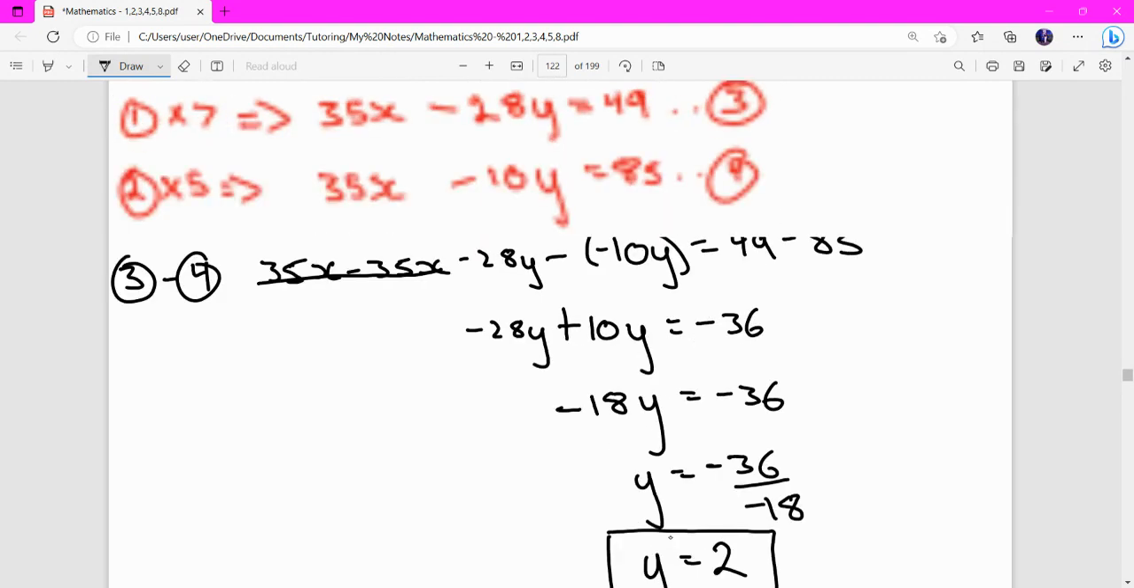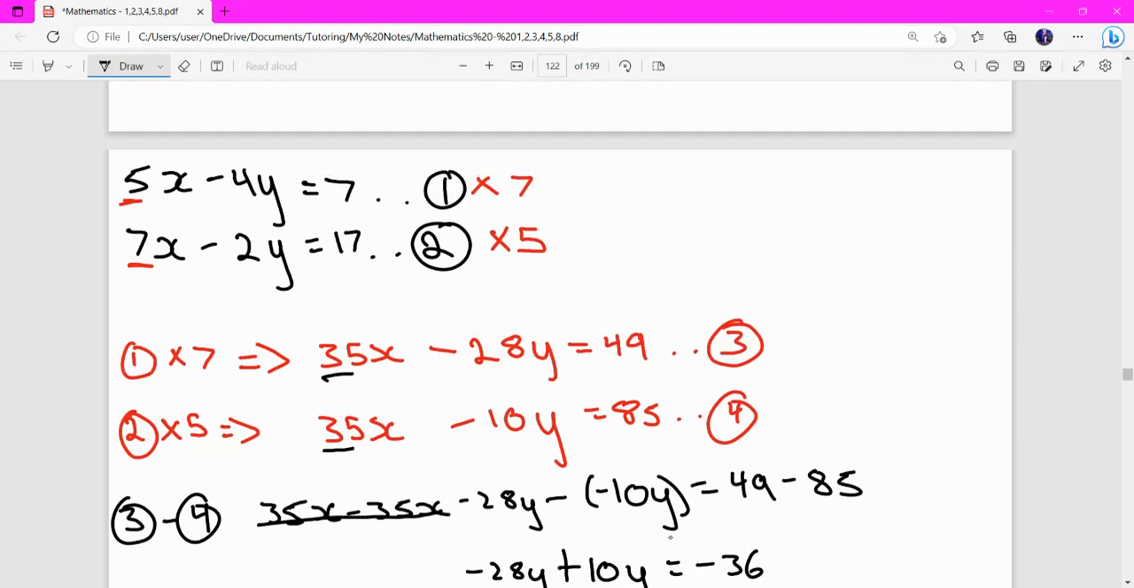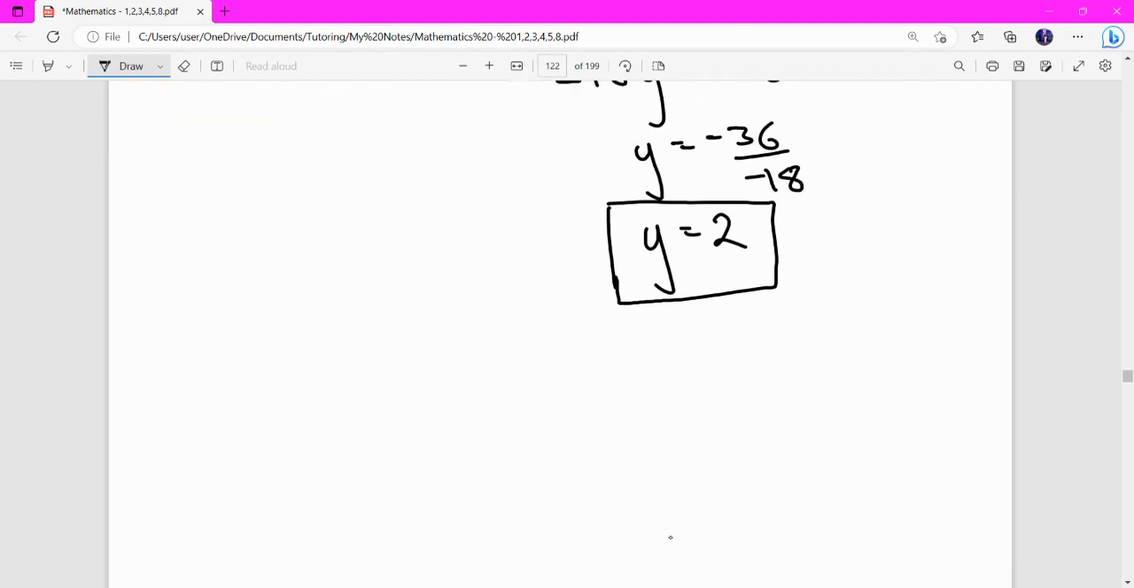So now that we get y is equal to 2, we can plug it into either one of these equations, equation 1 or 2, and solve for the value of x. I will use equation 1. So substitute y is equal to 2 into equation 1. And remember, equation 1 was 5x minus 4y is equal to 7.